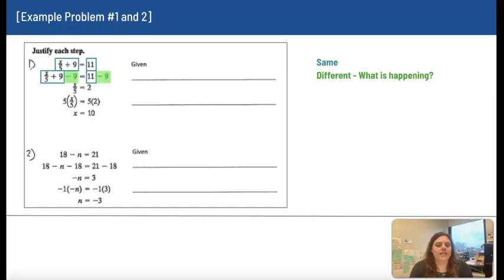What's different here is this minus 9. So we look at what's different and ask what is happening. In this case, we are subtracting. So this is the subtraction property of equality. Okay, we're not trying to be super confusing. Mathematicians are very efficient in their naming. When you subtract, you are using the subtraction property of equality.